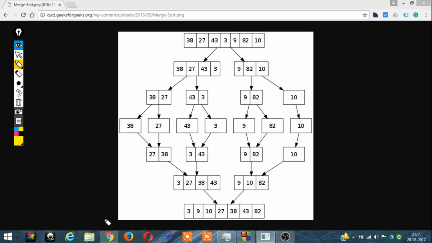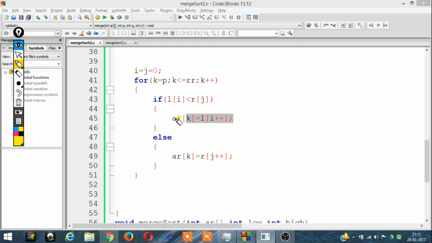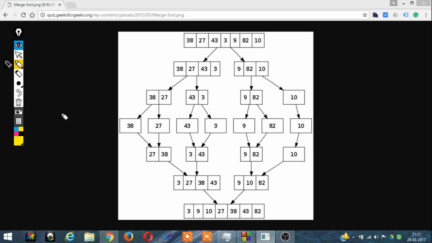AR of k is equal to L of I plus plus. What it means is, if this element is less than this element, then in the array put this element first and then compare this element with this element. So now this element is less, so put this element here and increment the value of j to j plus 1, and then let's compare this element with this element.